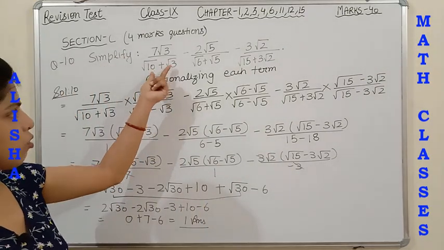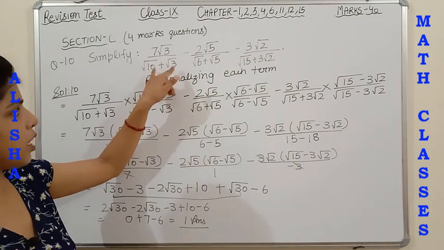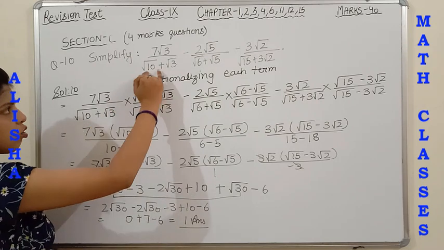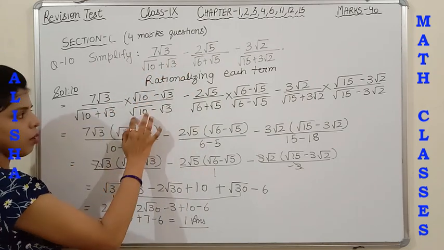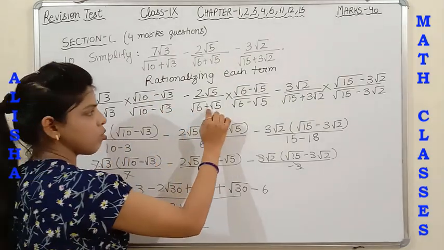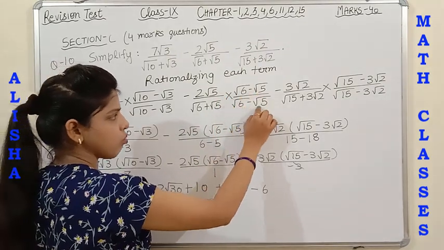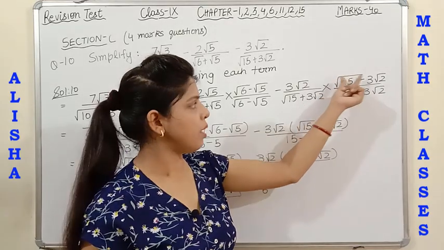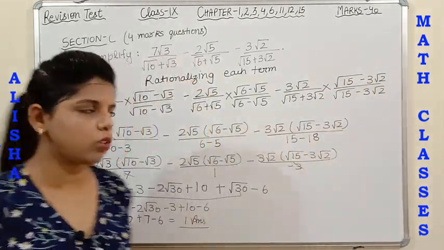So I told you that we have to rationalize each term that has an irrational number in the denominator. So without wasting time, we will just rationalize. Root 10 plus root 3 is there, so we will multiply by root 10 minus root 3 upon root 10 minus root 3. Just take the opposite sign. Same here, root 6 plus root 5 is there, so we have multiplied and divided by root 6 minus root 5. Same here, root 15 plus 3 root 2 is there, so we have multiplied and divided by root 15 minus 3 root 2 upon root 15 minus 3 root 2.